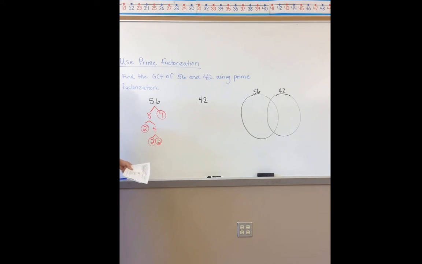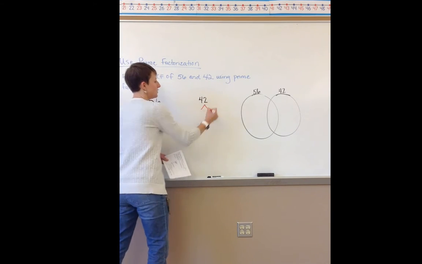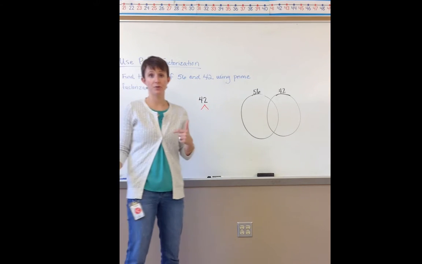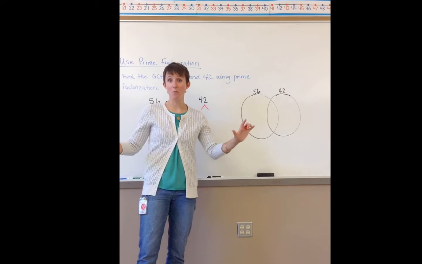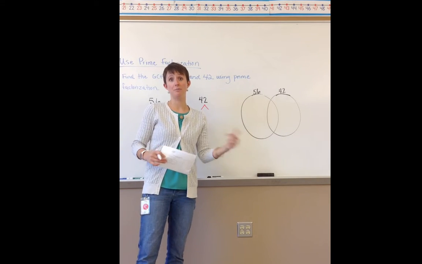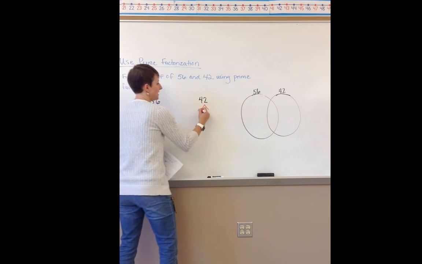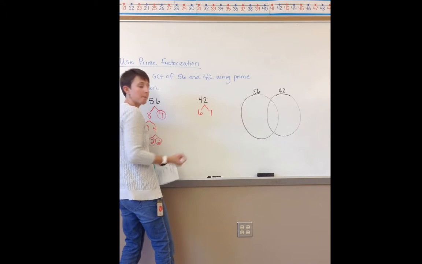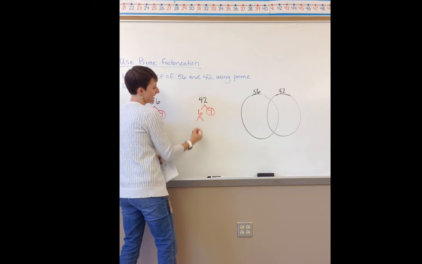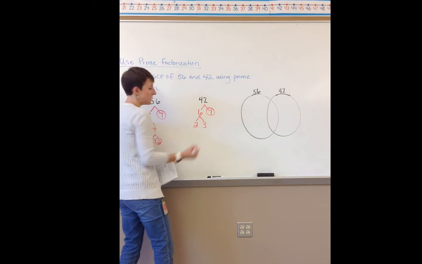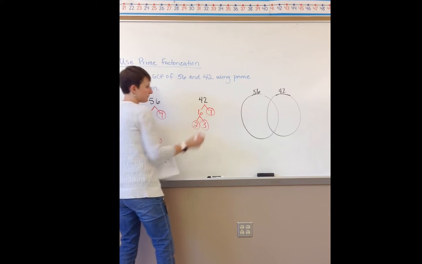Let's go ahead and factor 42. Think of two factors outside of 1 and 42, right? Because now we're using prime factorization. We want to leave 1 out of it because 1 is neither prime nor composite. I'm thinking of 6 times 7. 6 is not prime, 7 is, so I'm going to circle it. I can factor 6 down to 2 times 3, and they are both prime.